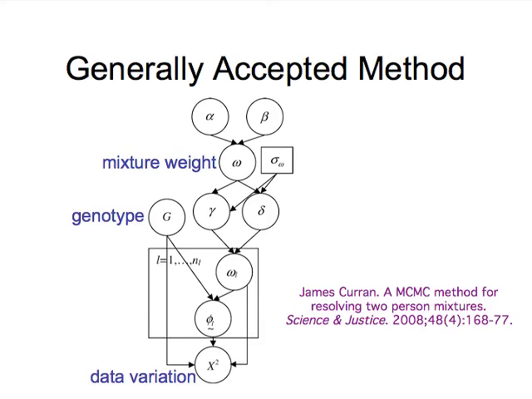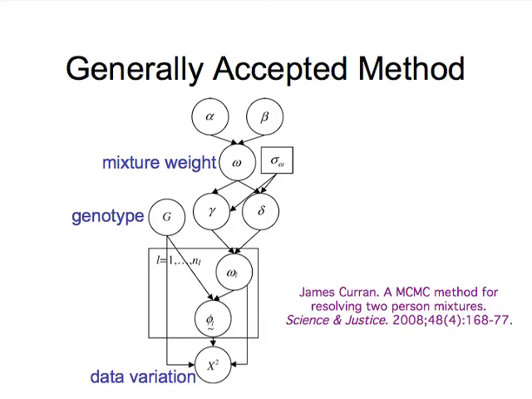An example of one of the many articles in the literature is by James Curran from New Zealand. His article, A Markov Chain Monte Carlo Method for Resolving Two-Person Mixtures, in Science and Justice 2 years ago, describes the sort of methods that we're all modeling as we build serious systems. And this graph is taken as part of his probability description. He also gives equations.